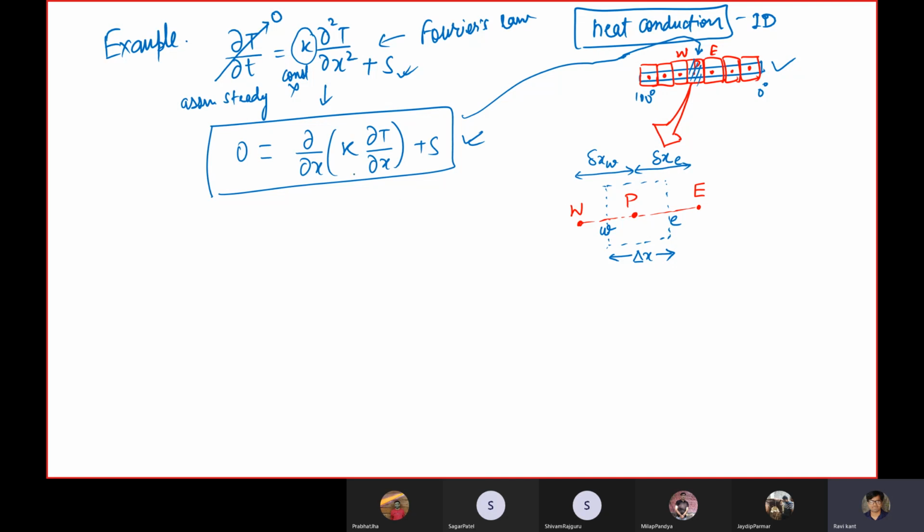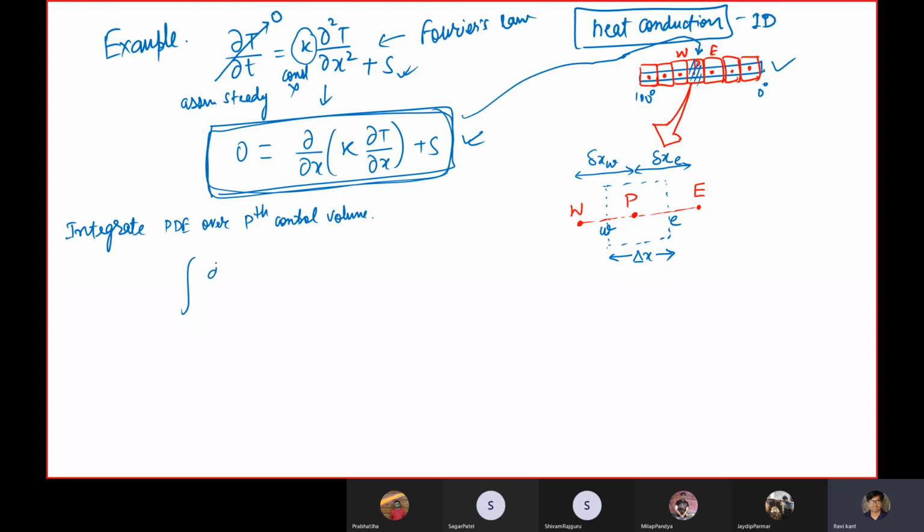Now let's integrate this governing equation over this pth control volume. What was my next step? Integrate the governing equation, the PDE, over the pth control volume. So let's integrate that.